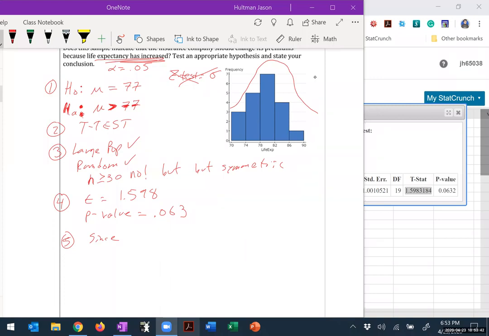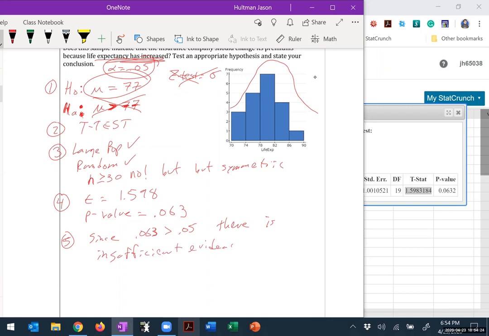Since 0.063 is greater than 0.05, which is our significance level, there is insufficient evidence. Again, we're going to keep the null and we're going to reject the alternative. We keep our H0 this time.